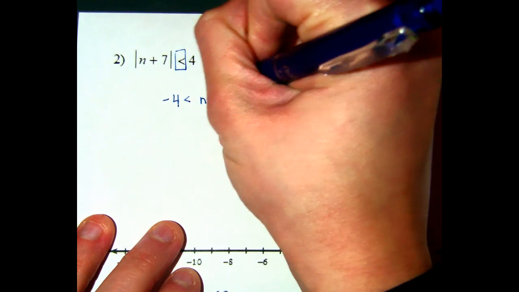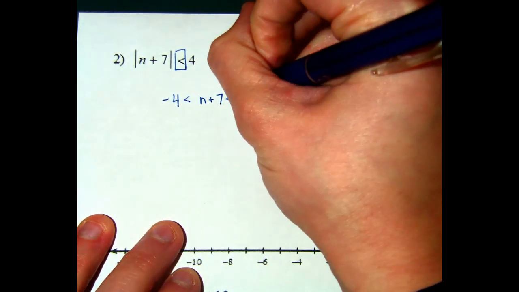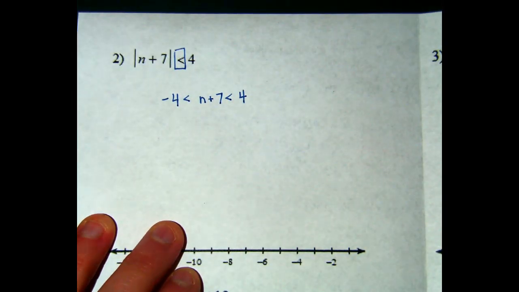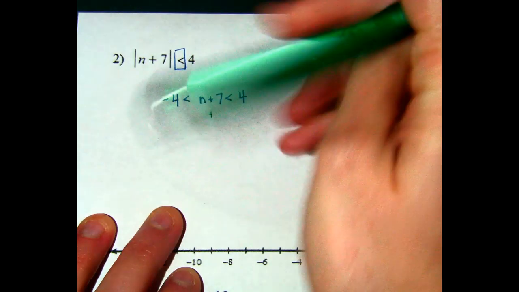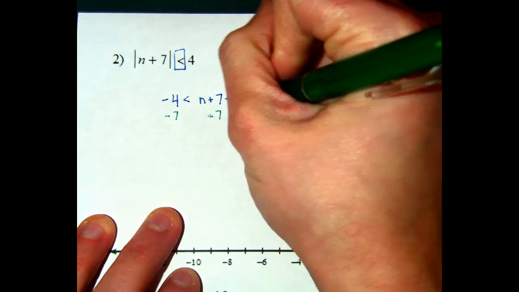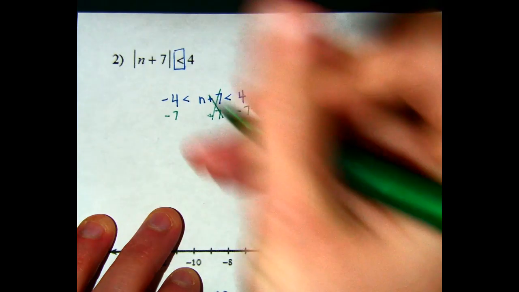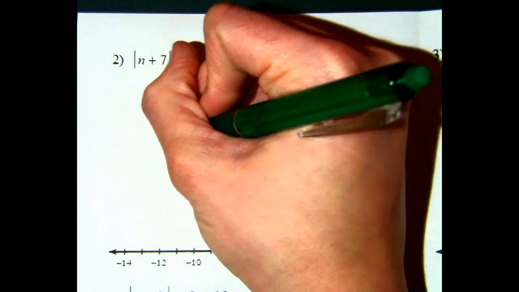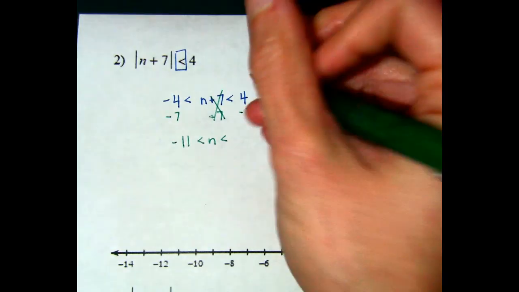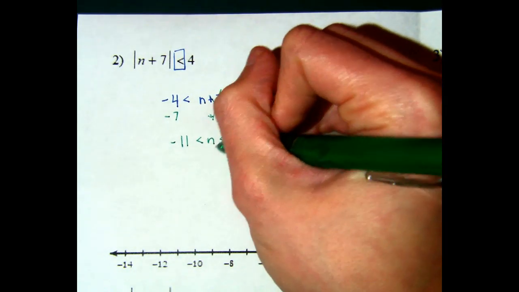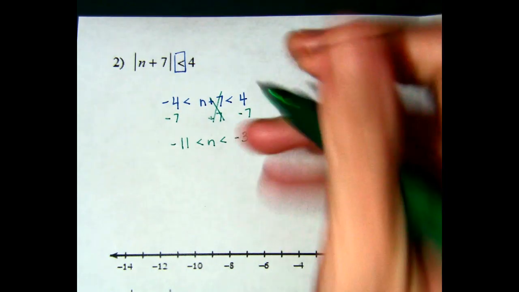So again, I'm going to have an and compound inequality where I take the 4 and start with negative 4, less than, whatever's inside, less than, positive 4. I then am going to move the 7, or subtract 7 from all parts, so that the n is by itself in the middle. Negative 4 minus 7 is negative 11. 4 minus 7 is negative 3. I'm finished once the variable is by itself in the middle.